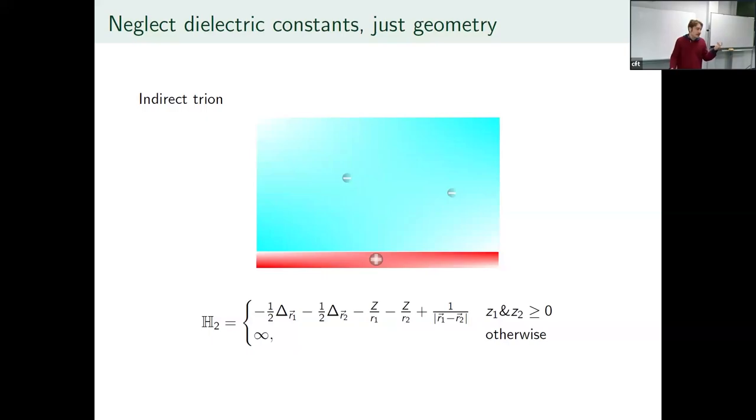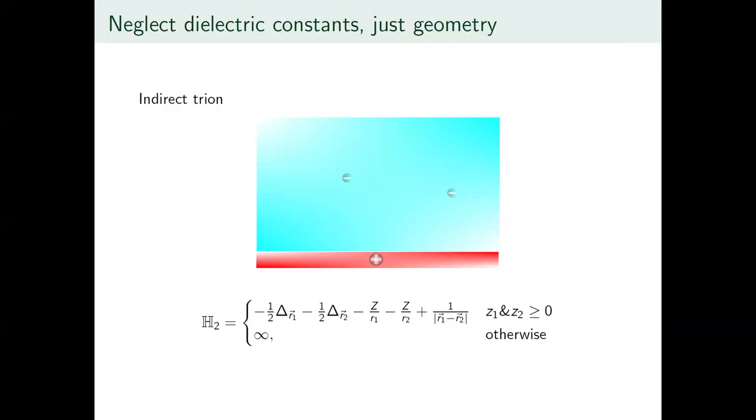but with the boundary condition that the wave function vanishes at the boundary, like a Dirichlet boundary condition, okay? Is it clear? Otherwise, it's a vacuum both above and below the plane. There is no other polarizable material above and below. That's vacuum. I neglect the polarization. Yes, I neglect it.